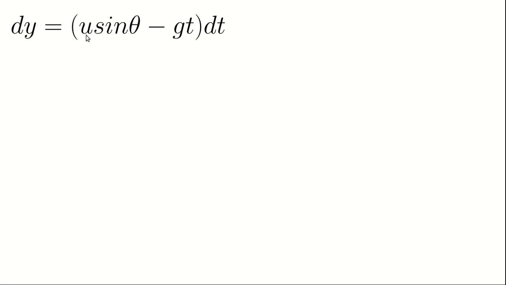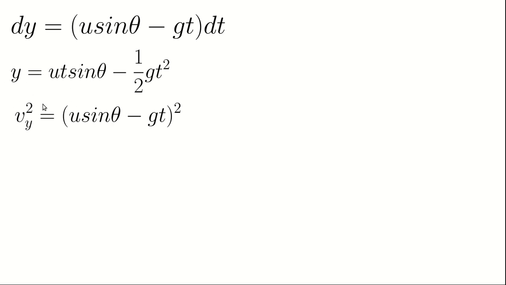So if I integrate this part, it brings in ut sin theta minus, and if we integrate this part, it becomes half of gt squared. So this is the vertical distance from the origin at any point. Okay, so we can also get the velocity components, the square of the vertical velocity, by just squaring the Vy that we had in the previous slide. But this one can also be represented in this form, because sometimes we might need Vy squared, but the time is not given. So in that case, what we usually do is to represent it in this form.